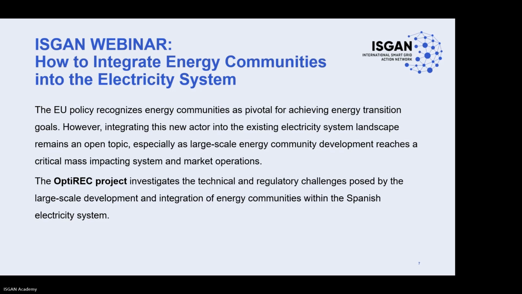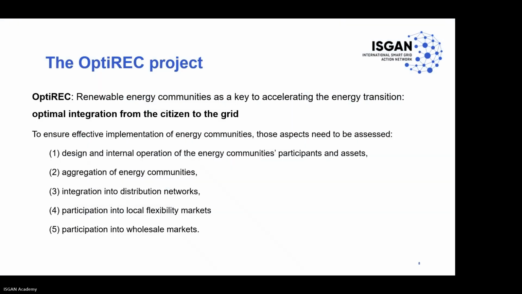The OptiRec project investigates the technical and regulatory challenges posed by the large-scale development and integration of energy communities within the Spanish electricity system. The OptiRec project, Renewable Energy Communities as a Key to Accelerate the Energy Transition, Optimal Integration from Citizen to the Grid. The goal is to ensure effective implementation of energy communities, and the aspects that are assessed are the design and internal operation of the energy communities participants and assets, the aggregation of energy communities, the integration into distribution networks, the participation in local flexibility markets, and the participation in the wholesale markets.